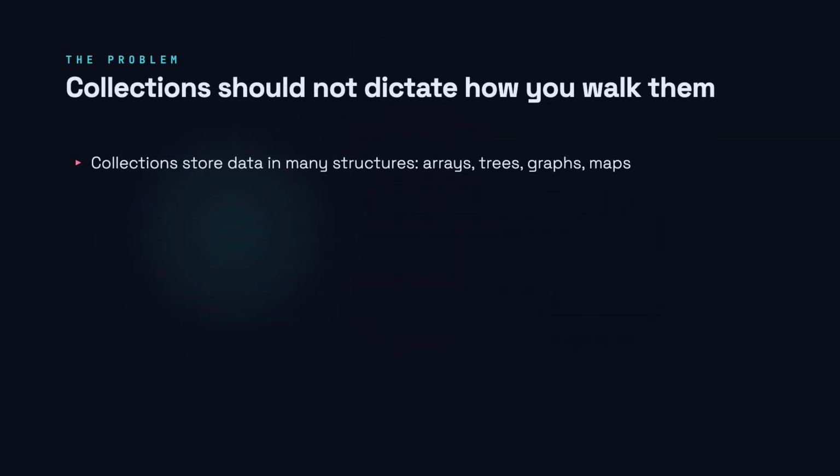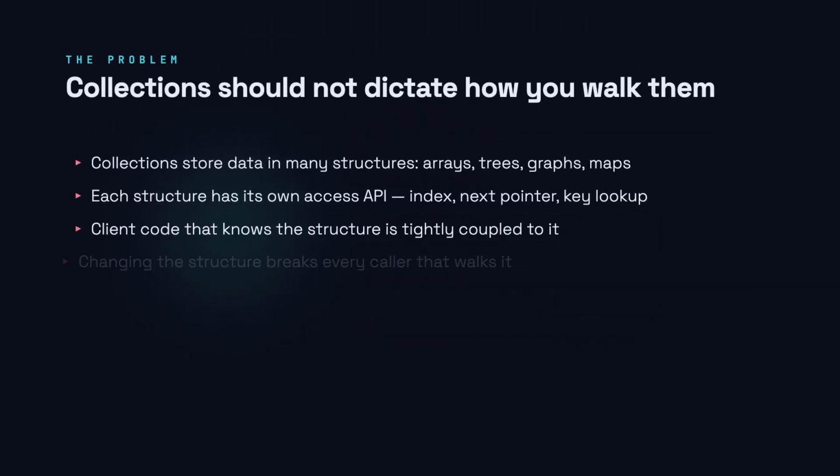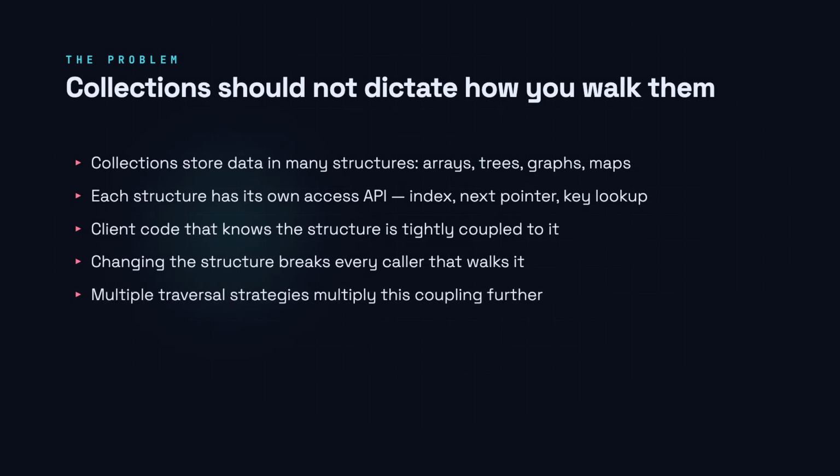Imagine you have a playlist object backed by a linked list. To loop over it, your UI code reaches in and follows next pointers directly. Later, you swap the linked list for an array, and now the UI code breaks. The real problem is that the client had to know the internal structure just to walk over it. As collections grow more complex, trees, graphs, paginated results, this coupling becomes a serious maintenance burden.